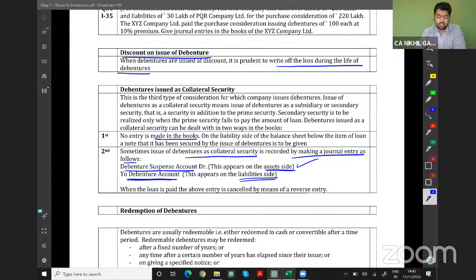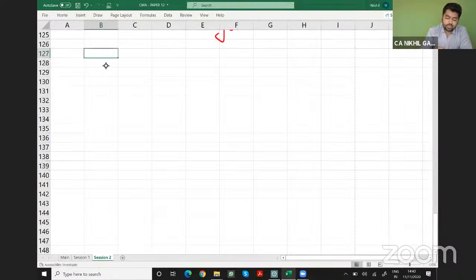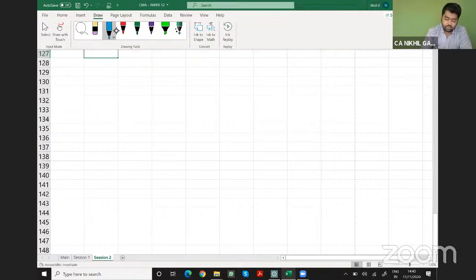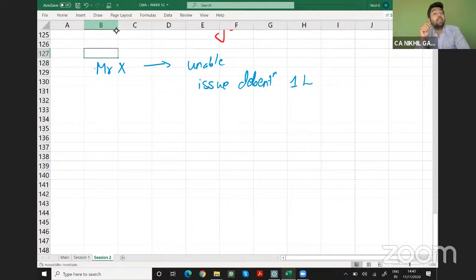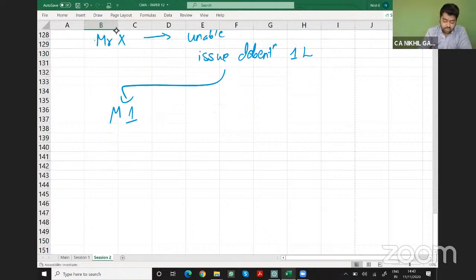See, I have communicated with Mr. X: if I'm unable to pay you the following amount, I will issue debentures of 1 lakh rupees. So these are considered as your collateral security. The treatment in accounts will be the first method, which is the most sensible one. We will disclose this as a note.